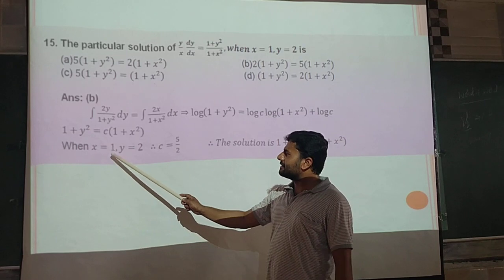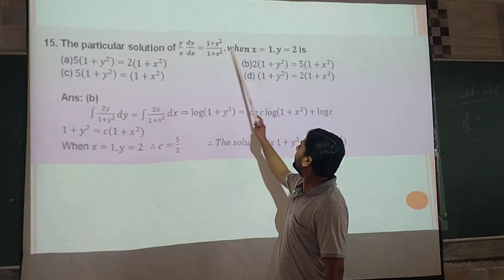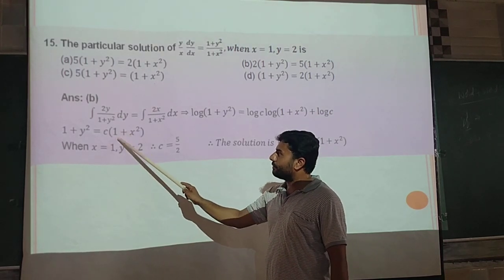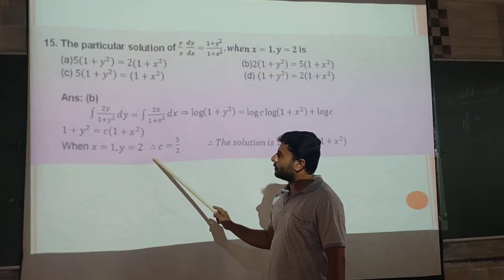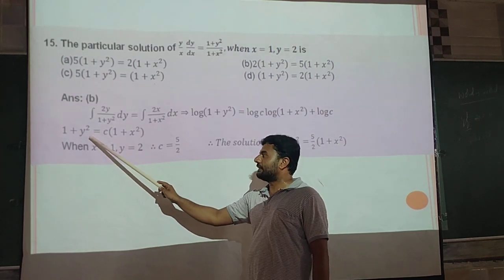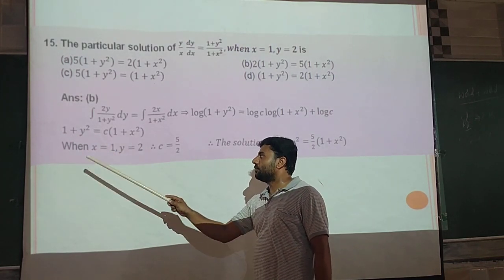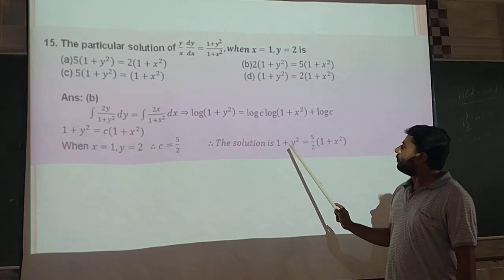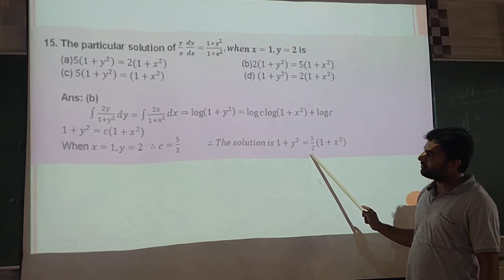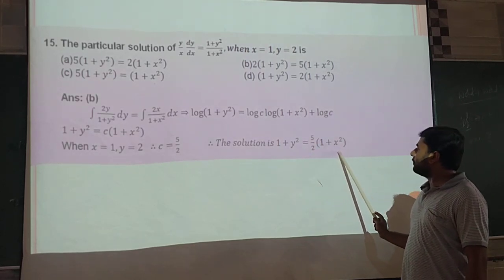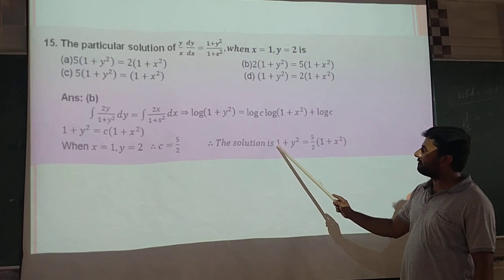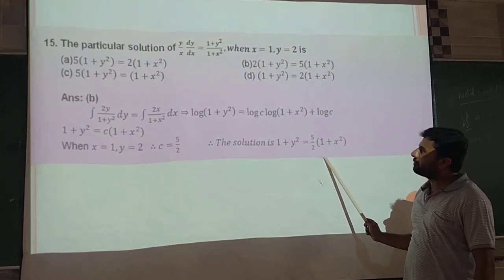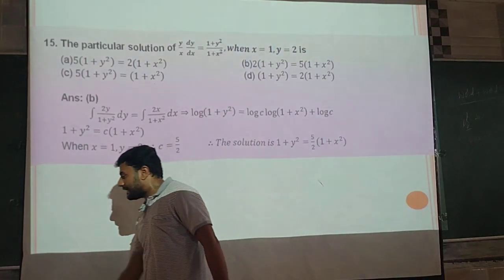Passing to the particular solution, when x is equal to 1, y is equal to 2. So x is equal to 1: 1 plus 1 is c into 2, and y is equal to 2: 2 square is 4, plus 1 is 5. C into 2, the 2 shifted to the left side, so c is equal to 5 by 2. Then the solution is 1 plus y square is equal to 5 by 2 into 1 plus x square. Shifting the 2 to the left side, 2 into 1 plus y square is equal to 5 into 1 plus x square. Then option B is the correct answer.